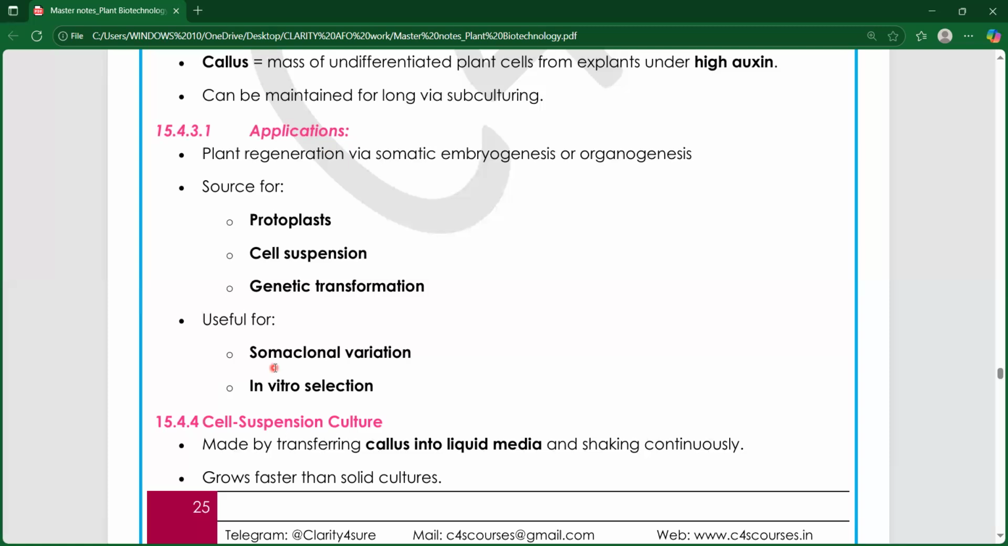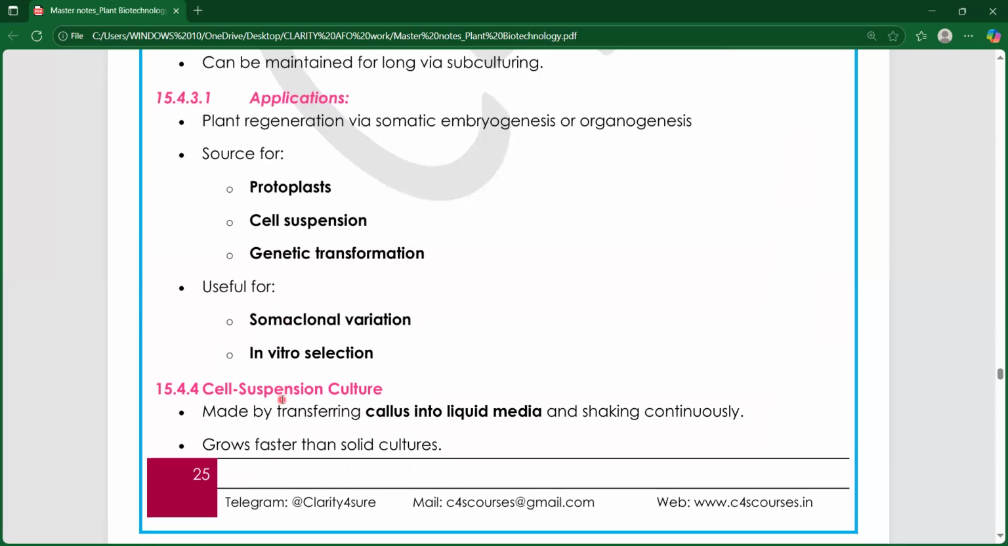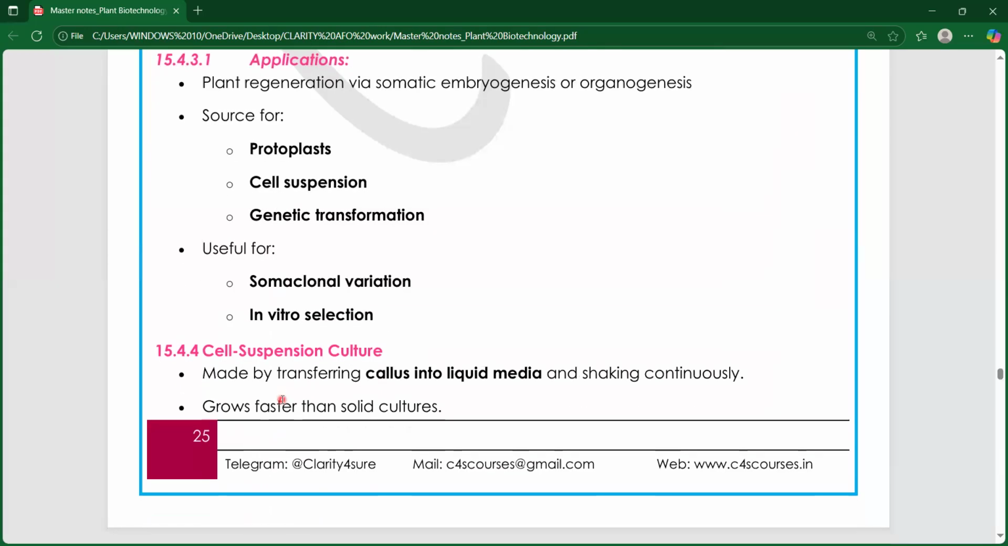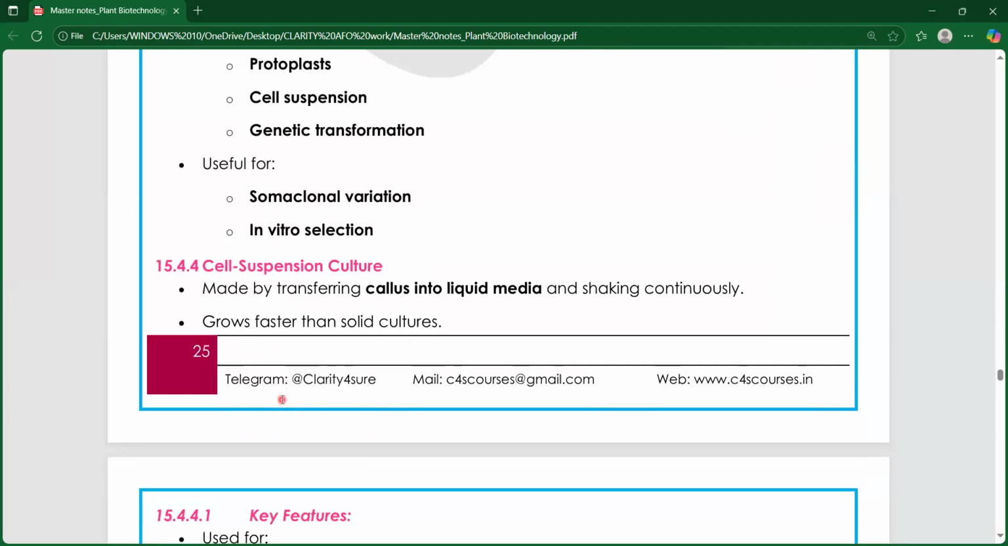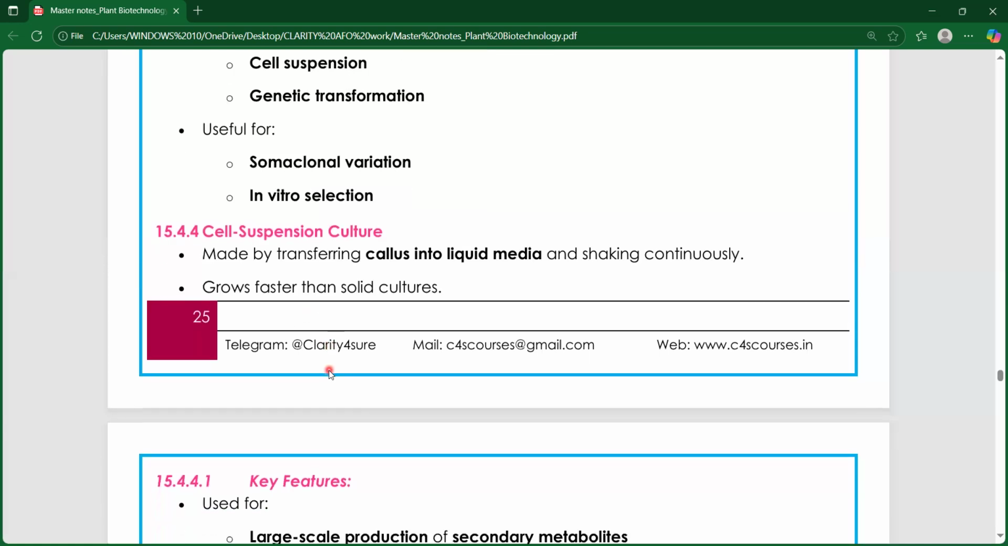Okay, so in this way we can take this callus culture for somaclonal variation. Okay, then we can go for in vitro selection of cell lines resistant to stress, salinity, herbicides, and many factors. Okay, so in this way we can use the callus culture for our future biotechnological processes. Okay, now let's move on to the next culture which is very important in our plant biotechnology, which is cell suspension culture. Okay, it is a subtype of a callus culture.